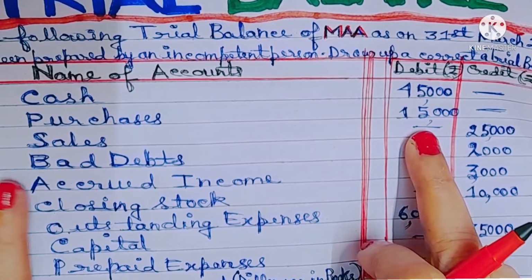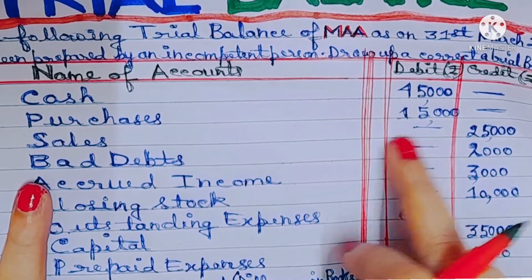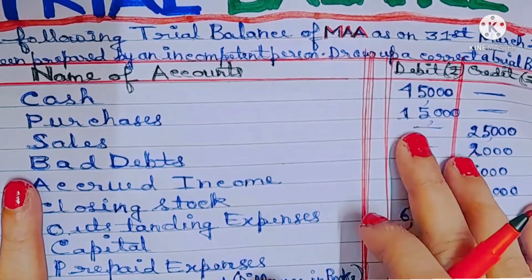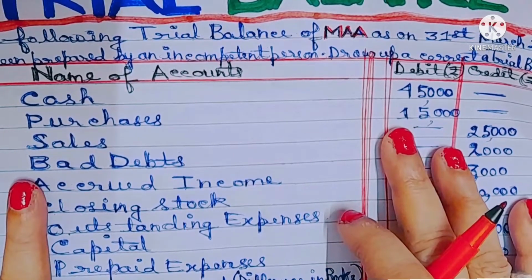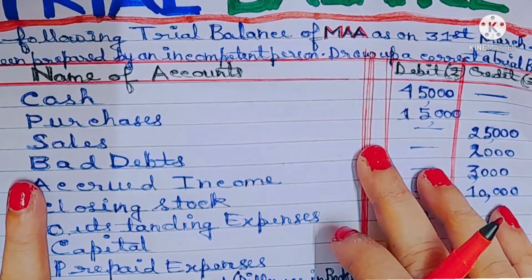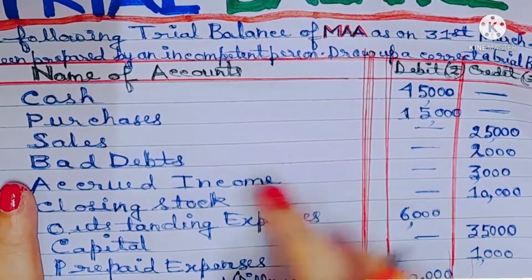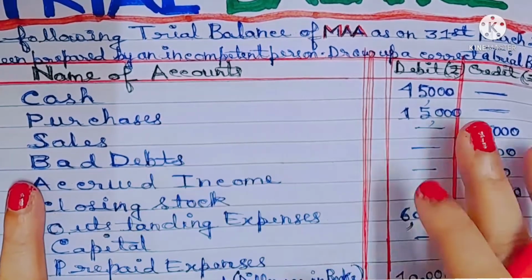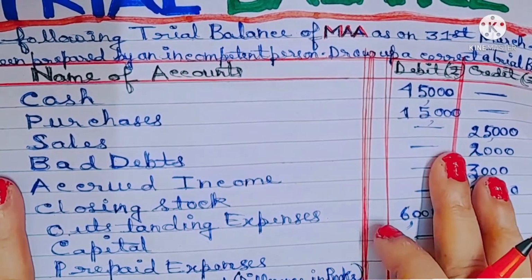So if we write closing stock again in the trial balance, the effect will be doubled. What is closing stock? Closing stock is a part of purchases, or closing stock is the balance of unsold goods that are remaining from the purchases made. So if we write closing stock again, that means we are writing purchases twice. Understood? So closing stock will not appear in the trial balance.